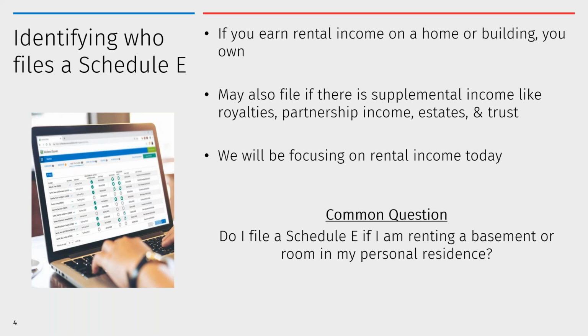If you have royalties, partnership income, really those K1s from estates and trust, maybe 1120S, these all go on the Schedule E. But today the focus is just going to be on the rental income, as I think this is the most common item that you'll be running into. And a common question that I get is, do I file a Schedule E if I'm just renting a basement or a room in my personal residence?